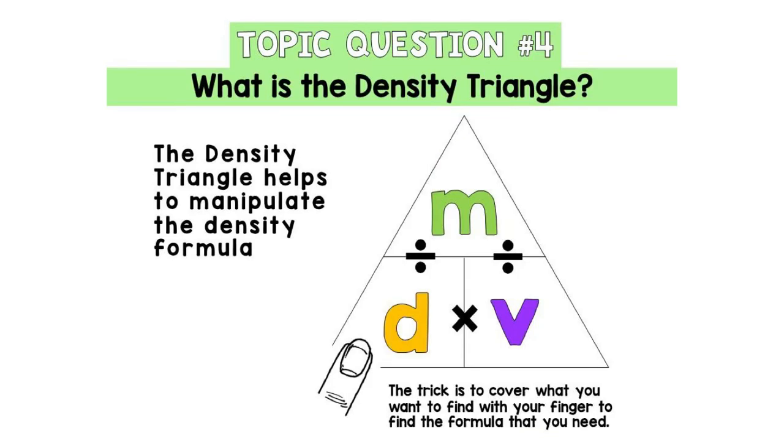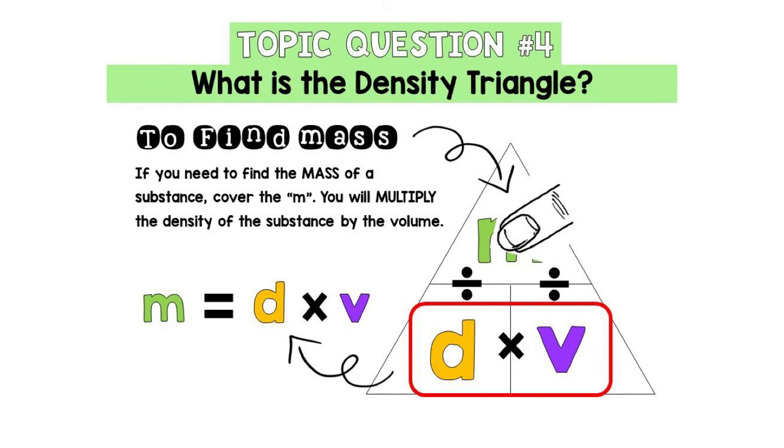We can manipulate the density formula using the density triangle. So we said density equals mass divided by volume. So on the left we'll have density, the top is mass, and the bottom is volume. Now, the trick from here is to cover up what you want to find with your finger to show you what formula you need. For instance, to find the mass, you're going to cover up the m. You will then multiply the density by the volume. And you do this because they're both on the same level. So mass equals density times volume.